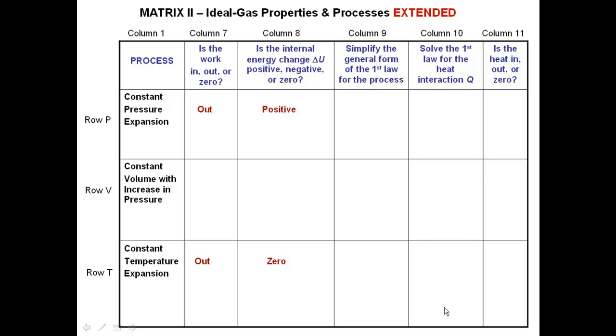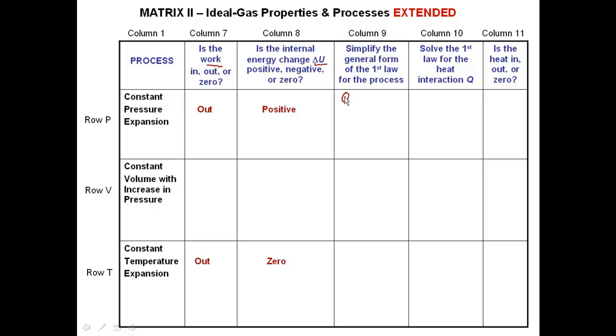Let's step back and see what we've done here. For these various processes, we've established something about the work, whether it's in, out, or zero. We've established whether the internal energy change is positive, negative, or zero. With this preliminary analysis, we're in great shape then to simplify the first law specifically for that process. So let's do that for the constant pressure process.